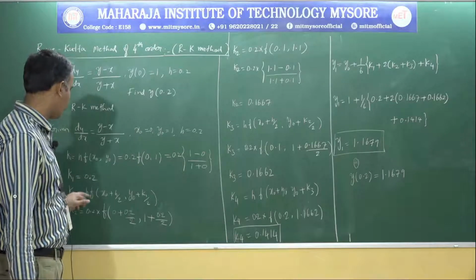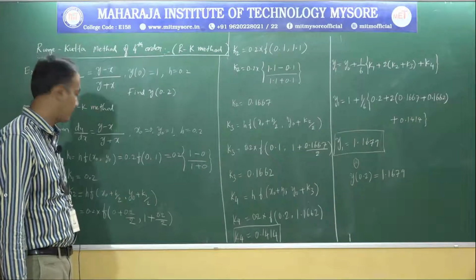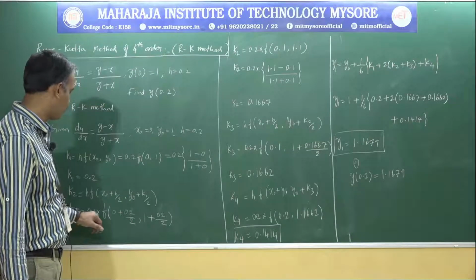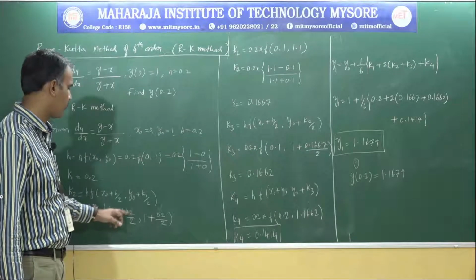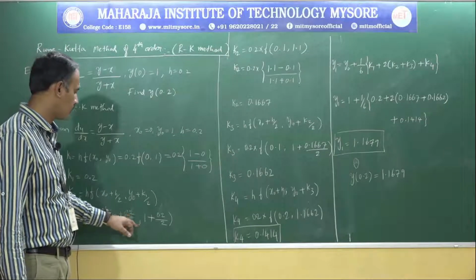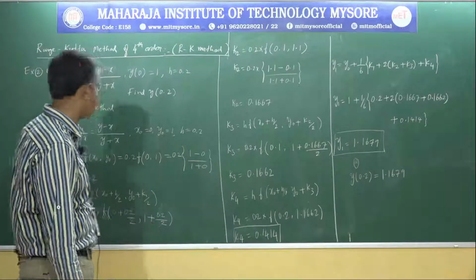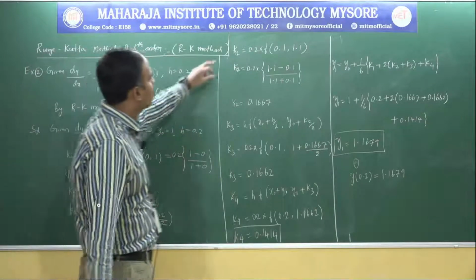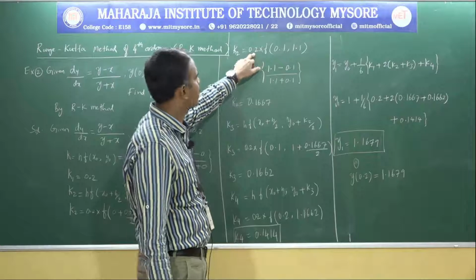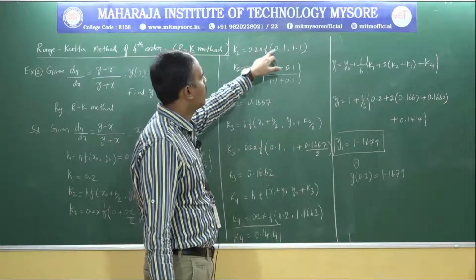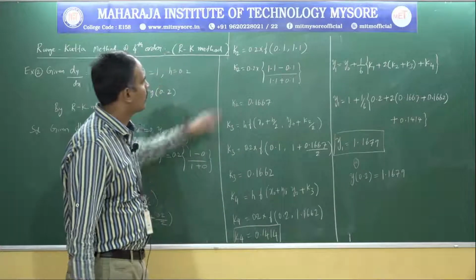Now the next one, k2 is h times f of x naught plus h by 2 comma y naught plus k1 by 2. So k2 is 0.2 into f of 0 plus 0.2 by 2 comma 1 plus 0.2 by 2. Now we can denote in terms of s. The k2 is equal to 0.2 into f of 0.1 comma 1.1 here. Now what about the k2?